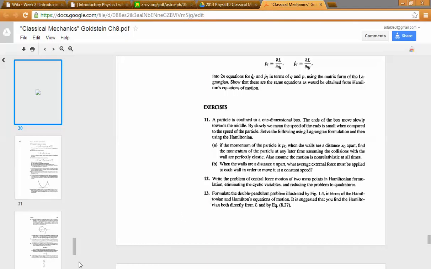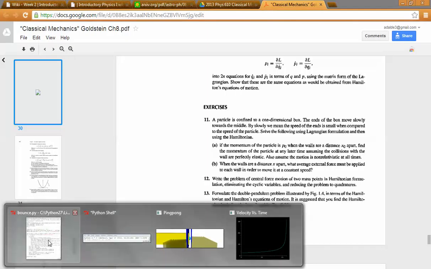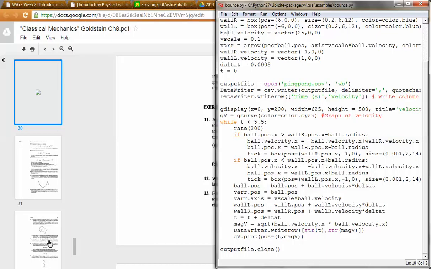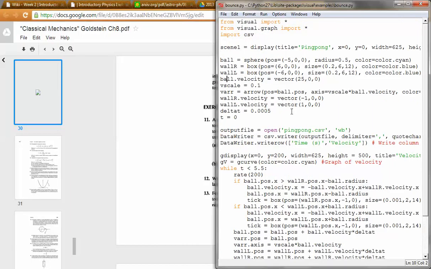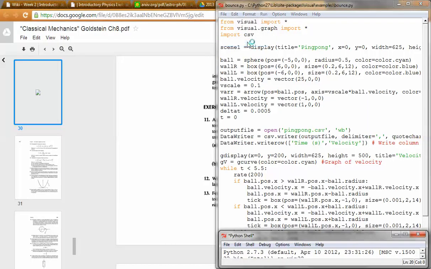What is it? So I had trouble visualizing this problem, so I wrote a program. This is kind of what I did. It's not that much coding. Basically, I'm using VPython, and let's run this and see what it does.